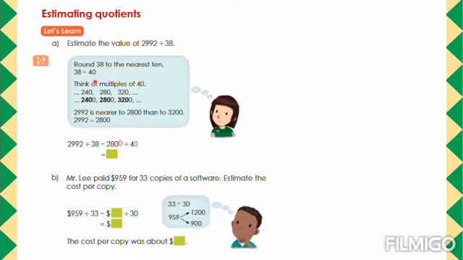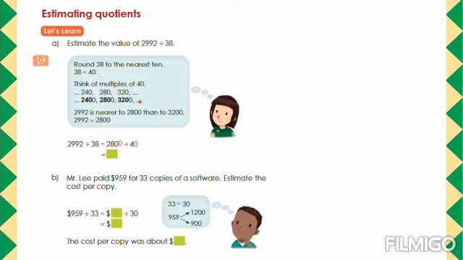So in 38, the target is 3, the next is 8, and 8 is a round up, therefore you need to add 1 to your 3. So 3 plus 1 equals 4, and then 8 turns to 0. So now 38 is approximately 40.